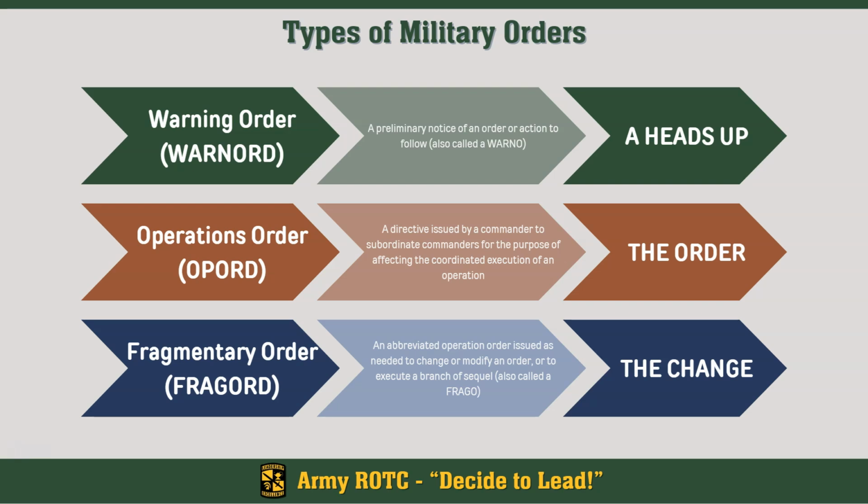Now, that FRAGO, or fragmentary order, is an abbreviated operation order that's used to put out changes or modifications to an order. We call that the FRAGO, and just say that's the change, because we all know that plans and missions are going to have things come up, and we might have to make a change to what we initially pushed out. So what I want you to remember here is that a WARNO comes first, then the OPORD, and then FRAGOs if necessary for changes to that OPORD.